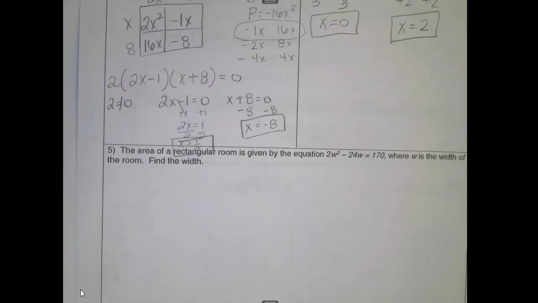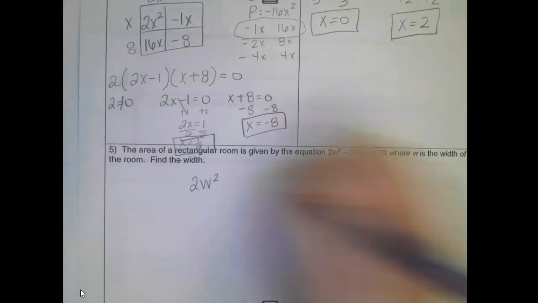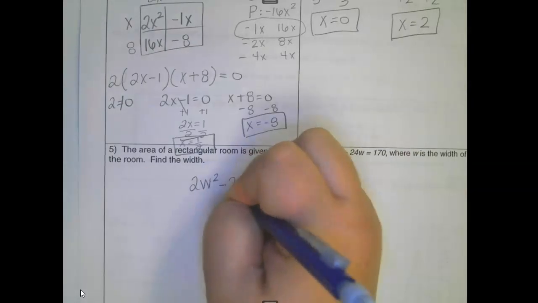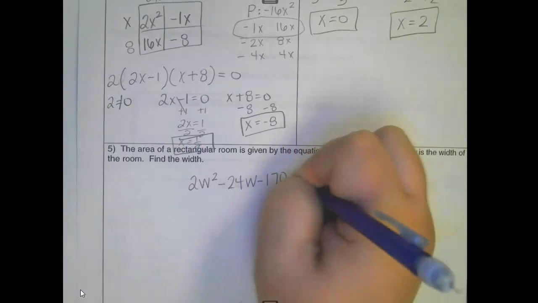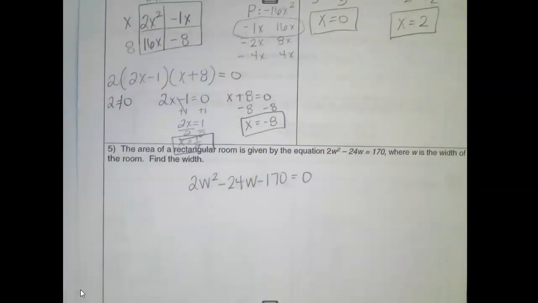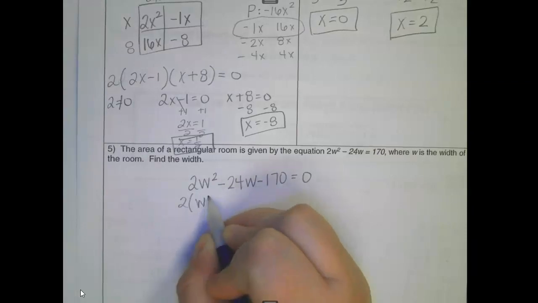The area of a rectangle of a room is given by the equation, where W is the width of the room. So find the width. So I'm going to set this equal to 0. Subtract 170 to get it to be 0. Factor what I can, so I'm going to factor out that 2.